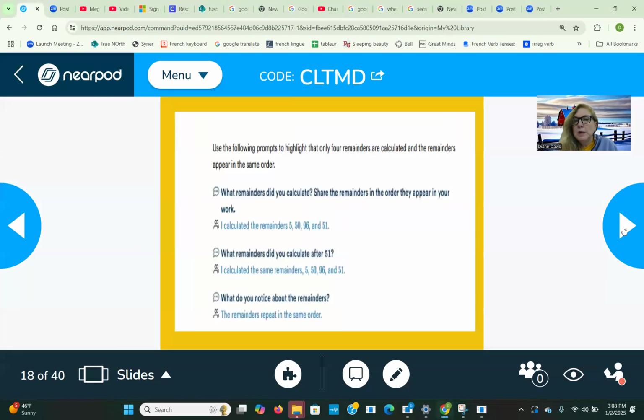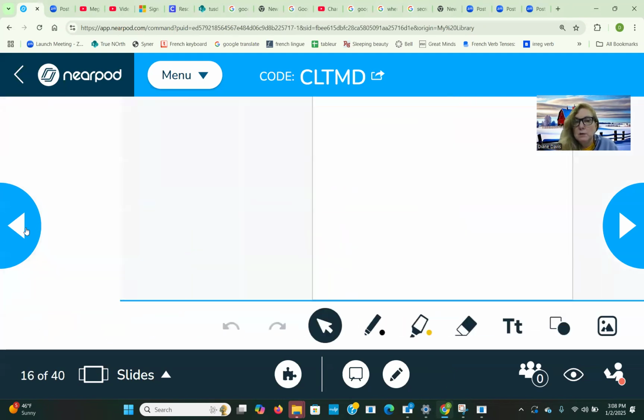So those are remainders. That's what that's talking about, 5, 50, 96. They wanted you to go back, look at that problem and say, what were your remainders? And what do you notice about the remainders? And that's that the remainders are repeating as well in the same order.